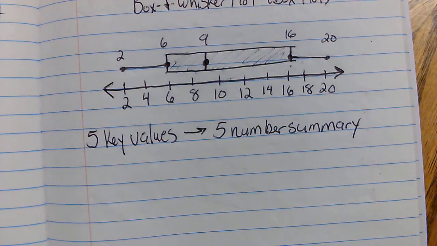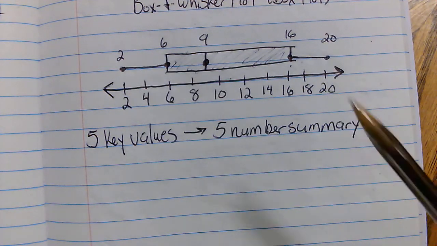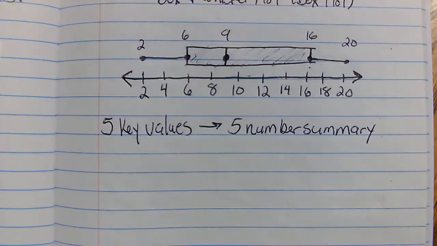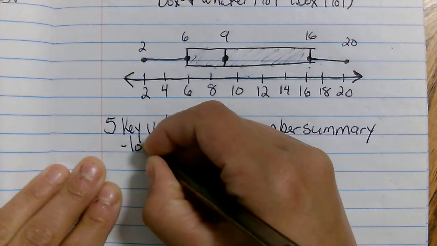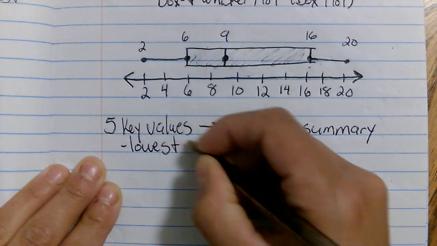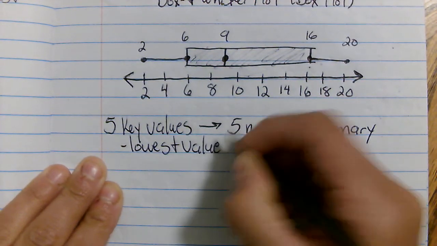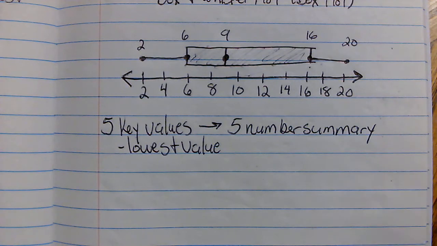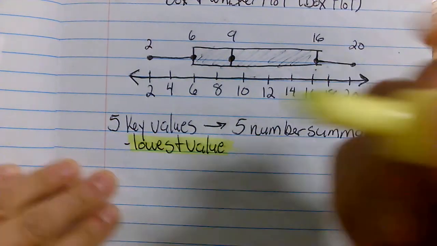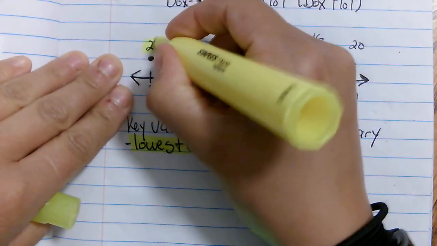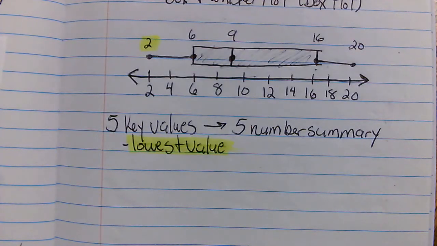So we're just going to start from the lowest value up to the highest and talk about the name of each one. So we're going to start with the lowest value. That is always a whisker on your box and whisker plot. So I'm going to go ahead and highlight that. That is my lowest value.